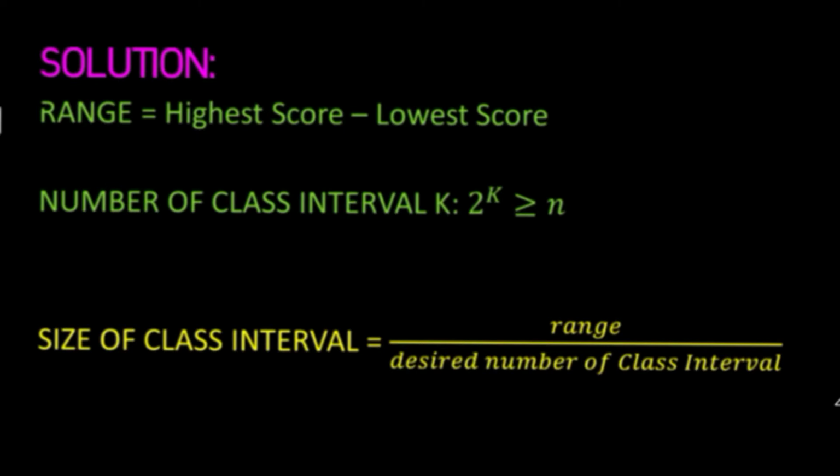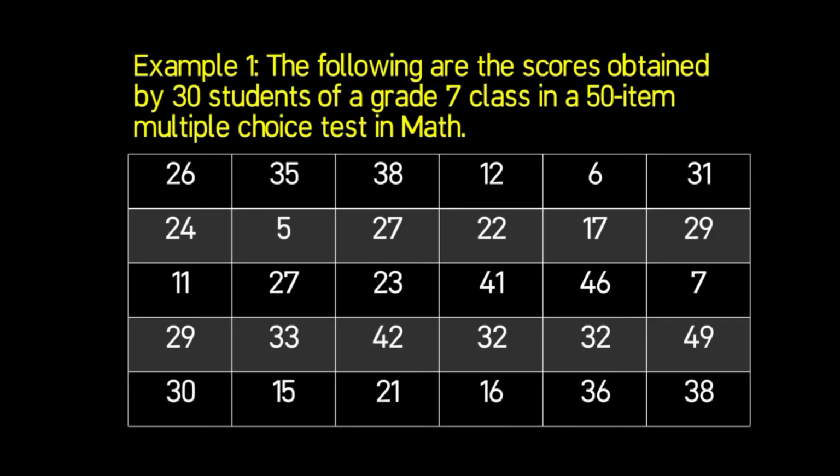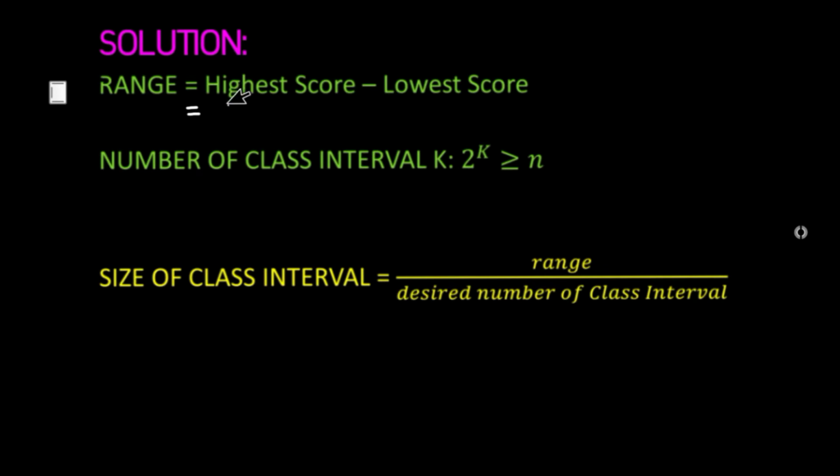So, ngayon, hanapin na muna natin yung first. First thing to do is hanapin natin yung range. Highest score minus lowest score. So, ano ba yung highest score? Balikan natin kanina. So, ang highest score po doon is, kung babalikan natin, that is 49. And then, yung lowest score naman is 5. So, finally po, the range is equal to 49 minus 5, 44.